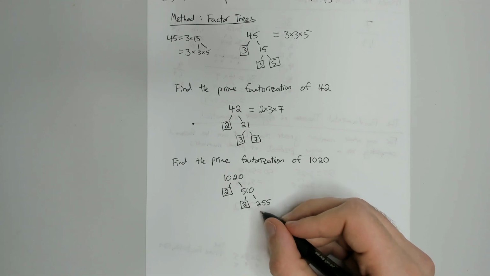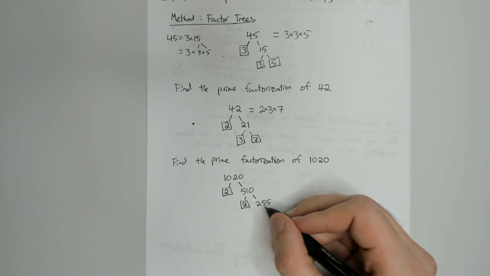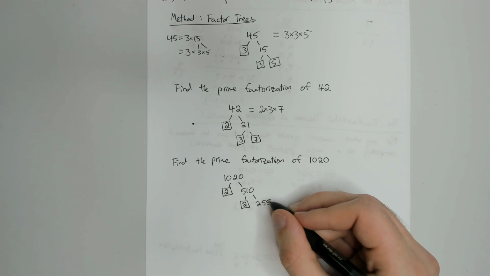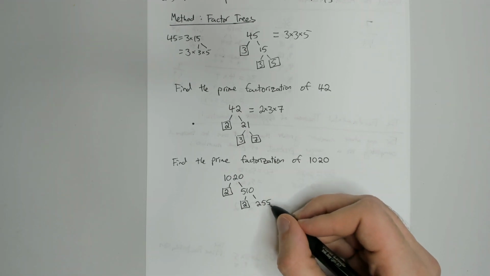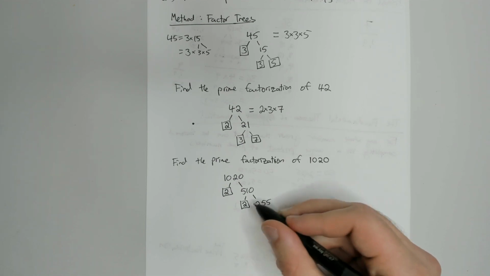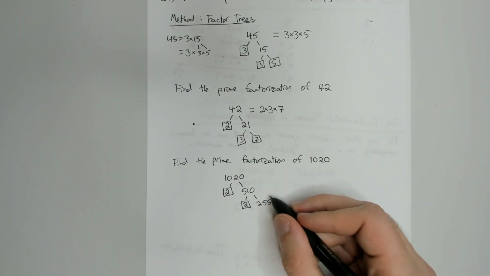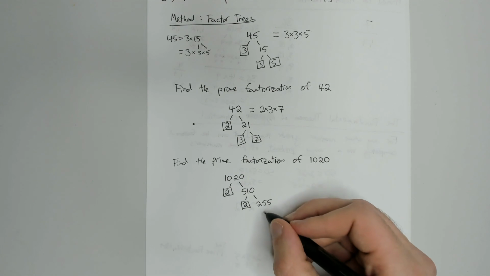So 255, does 2 go into that? Well, it doesn't, because this is an odd number. How about 3? Well, yeah, 3 should go into this, because if we add the digits, 2 plus 5 plus 5, we get 12, which is a multiple of 3, which means that 3 has to divide 255.